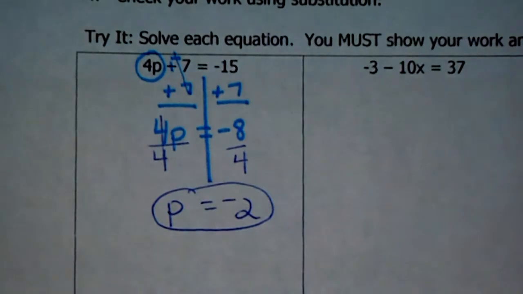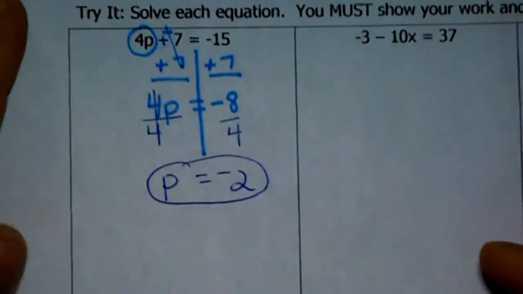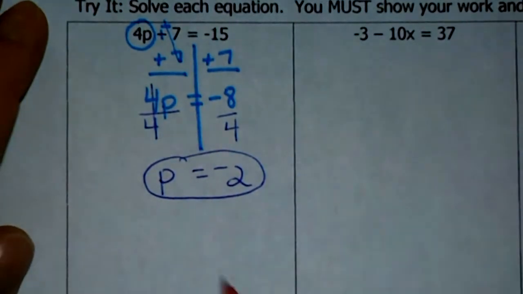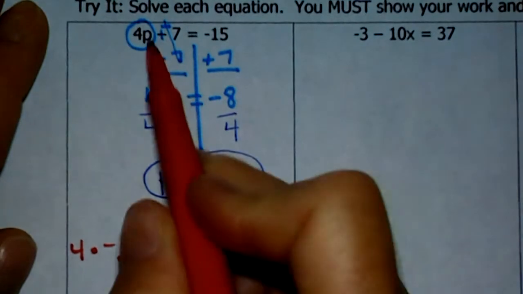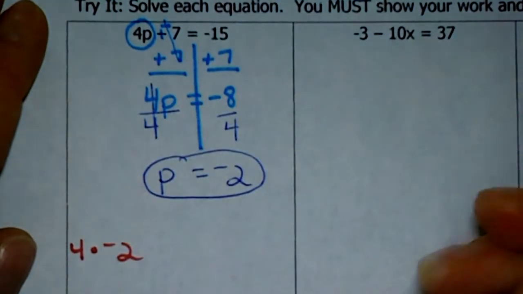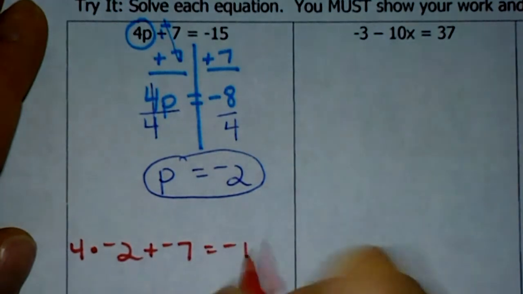You'll check these the same exact way you checked the others. We're going to replace the variable with the amount that we found for it. So if we're saying that p is negative 2, that means I'm going to take 4 and multiply that by negative 2, because 4 next to p means multiplication. And I want to add a negative 7 to get negative 15.